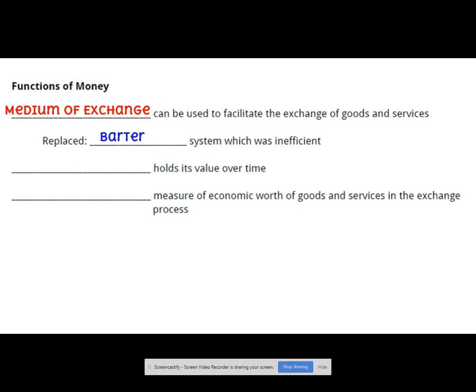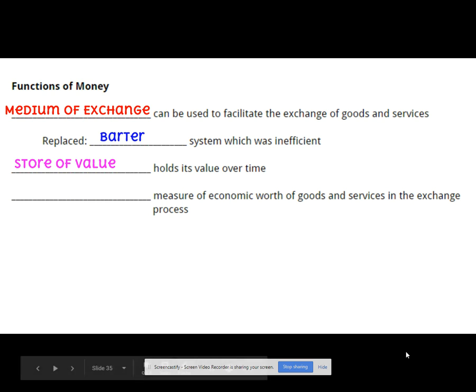So, another function of money is that it is a store of value. It holds its value over time. So, for example, when I took my winter coat out this year, I found $6 in the pocket and I was really excited. But that $6 is from last year. That doesn't mean that it's now useless, it's still $6.